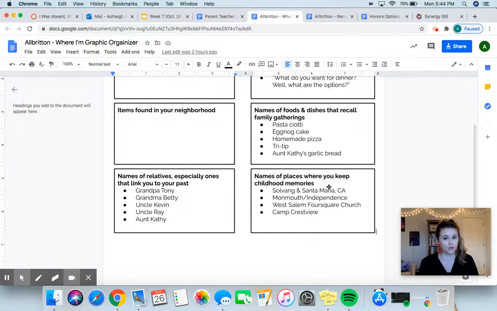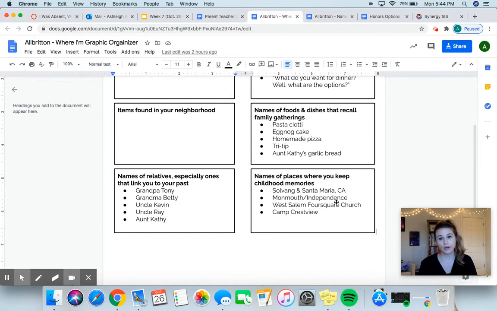Names of places where you keep childhood memories. Solvang in Santa Maria, California. My dad's side of the family, he grew up in California and they still lived there, and we would go there almost every summer to visit them. So those are two places that are very near to me.